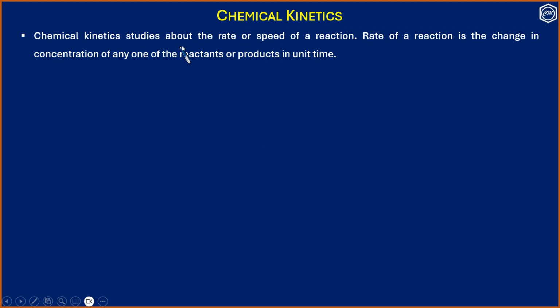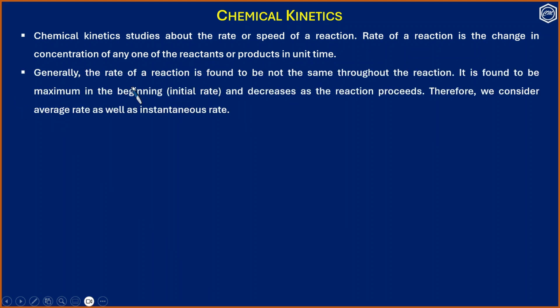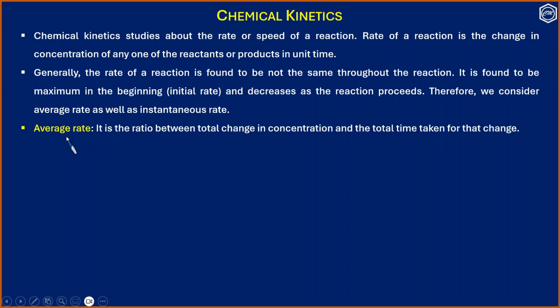Chemical kinetics studies about the rate or speed of a reaction. Rate of a reaction is the change in concentration of any one of the reactants or products in unit time. Generally, the rate of a reaction is found to be not the same throughout the reaction. It is found to be maximum in the beginning, that is initial rate, and decreases as the reaction proceeds. Therefore, we consider average rate as well as instantaneous rate.